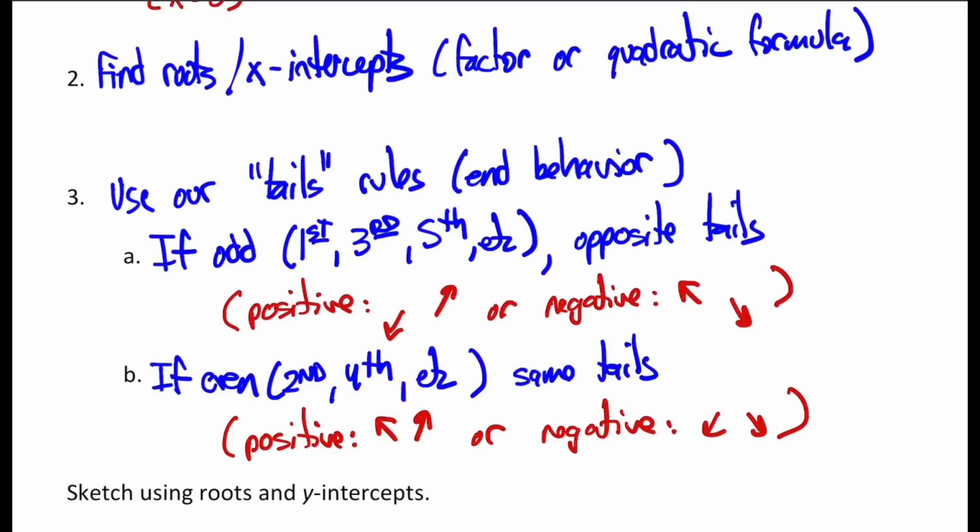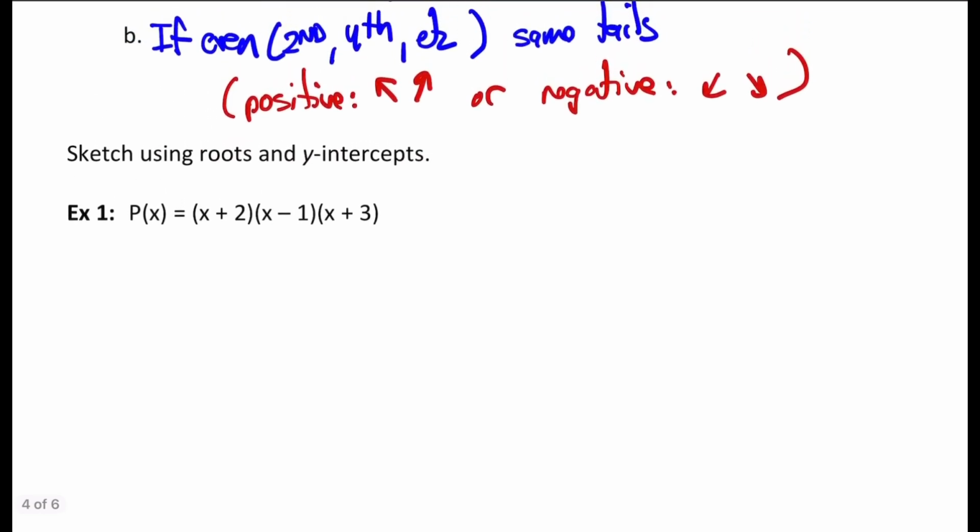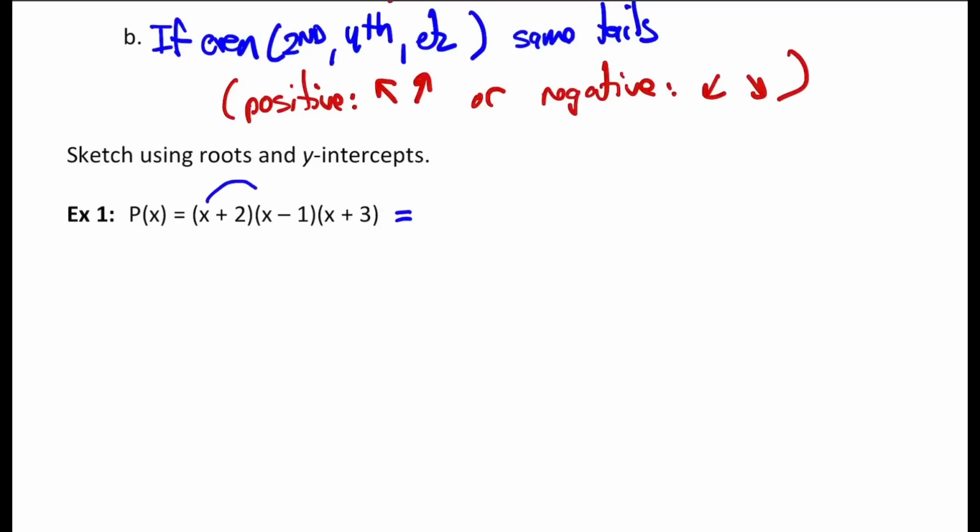All right, now let's sketch a few of these without a calculator. Sketch using roots and y-intercepts. Now, this one, if you notice, is already in factored form. So one of the things that I like to do is get the first term and the last term, because that's going to make this problem a lot easier. The first term is found by taking the first term times the first term times the first term. So x times x times x is x cubed. It's going to be a positive x cubed.